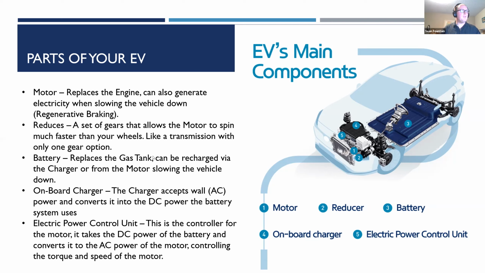I misspelled it here, but the reducer that they label here in the picture, that's like your transmission in your car, but it is stuck in one speed. So it's kind of like being stuck in third gear all the time with a really huge engine behind that third gear. And then the batteries replaced your gas tank. Not many people have a good idea of how big a gas tank is, but a battery is physically much, much larger than your gas tank for less range.